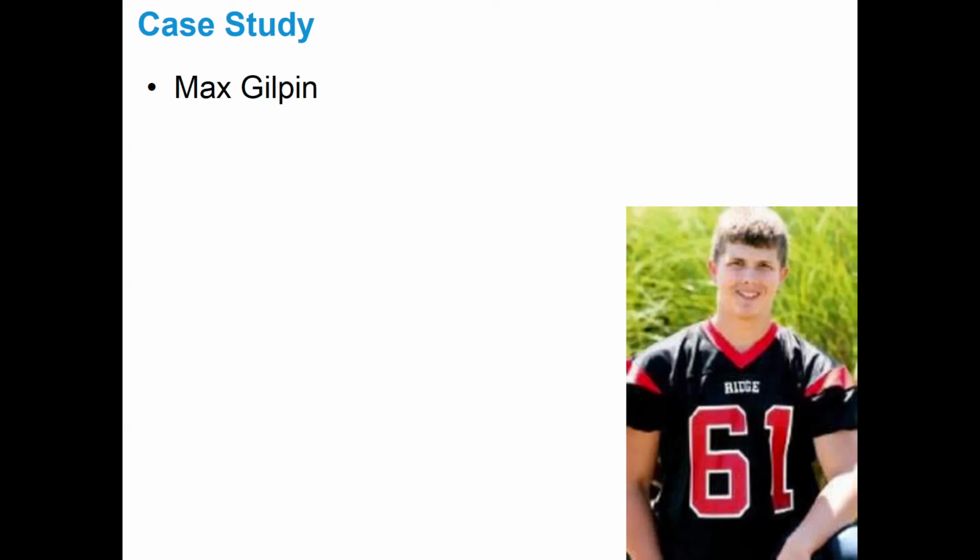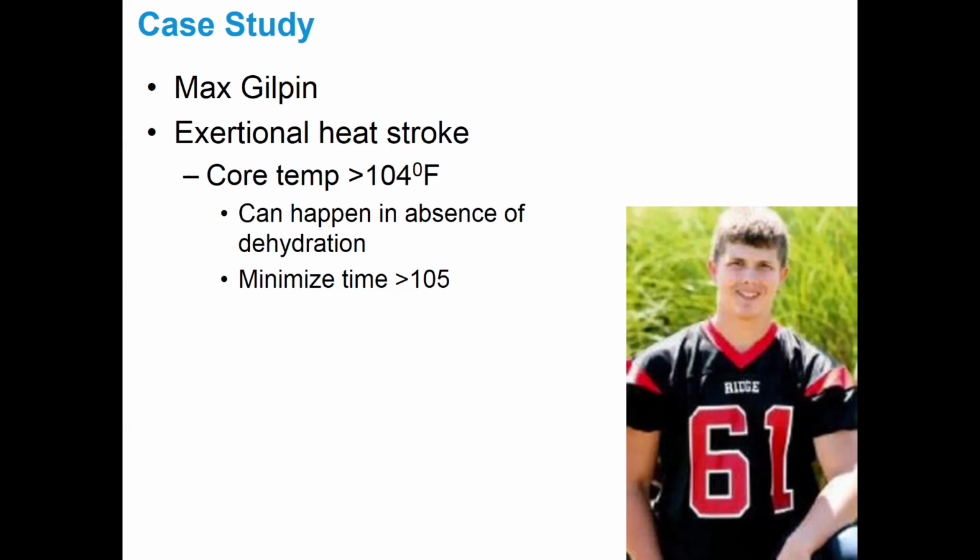Max got transported to the hospital, and by the time he arrived at the hospital, his core temperature was 107. Keep in mind that brain damage can occur over 105.5 if you're there for more than 30 minutes. So at 107, you're probably starting to get some pretty significant damage. And so effectively what happened there, Max was in the hospital for several days and ultimately passed as a result of complications related to heat stroke.